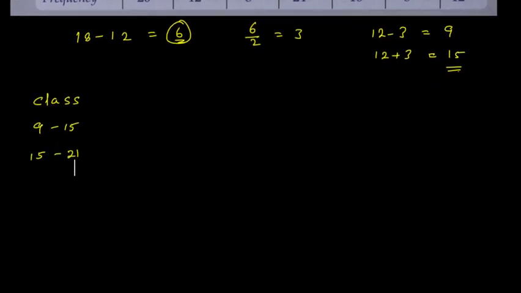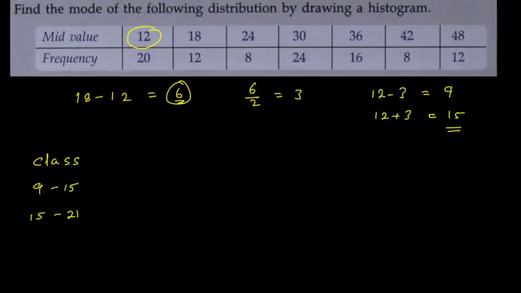So the next class will be 15 to 21. In the same way, the third class is 21 to 27, then 27 plus 6 is 33, and so on. Check: 18 minus 3 gives 15, and 18 plus 3 gives 21. Similarly, 24 minus 3 gives 21, and 24 plus 3 gives 27. So you get the perfect result by just adding 6 to these numbers.